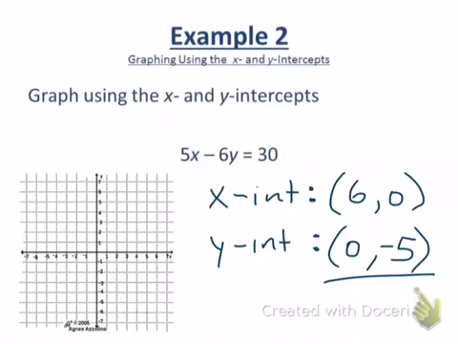All right, so if we graph using these 2 points, 6, 0 is here. 0, -5 is here. It doesn't let me do points, it wants to do that. So then we connect those points.